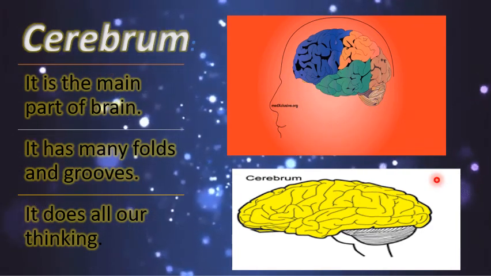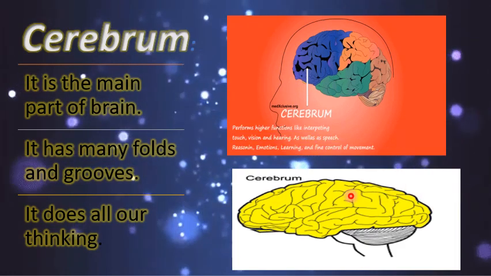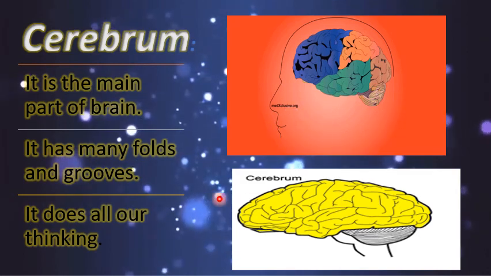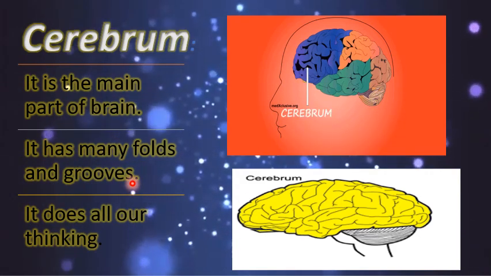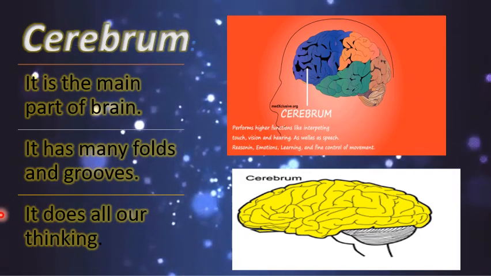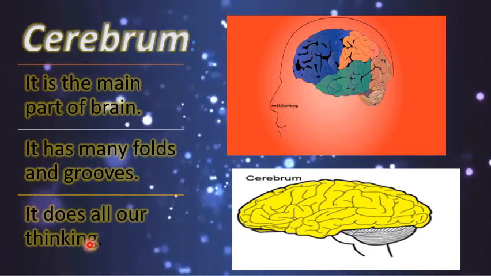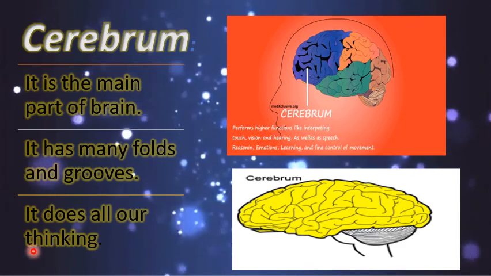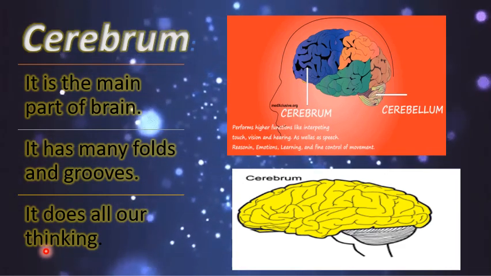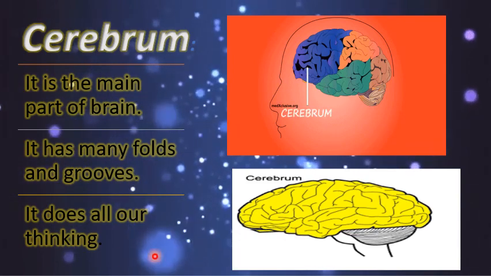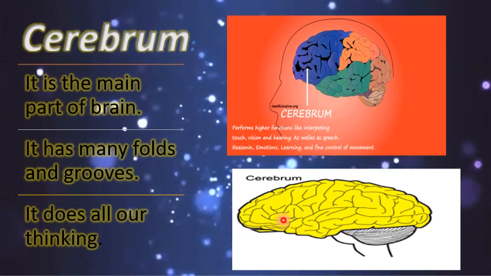You can see the complicated structure of the cerebrum. It has many folds and grooves. What is the function of the cerebrum? The function of the cerebrum is thinking. We are thinking, we are using our sense organs, they all are controlled by the cerebrum. All our thinking is done by the cerebrum.